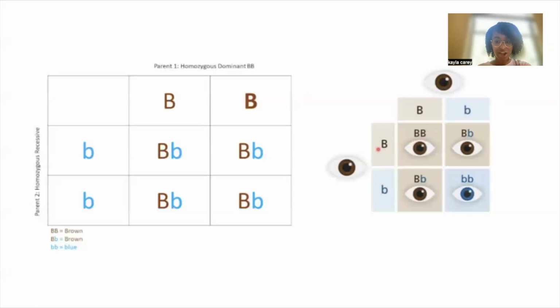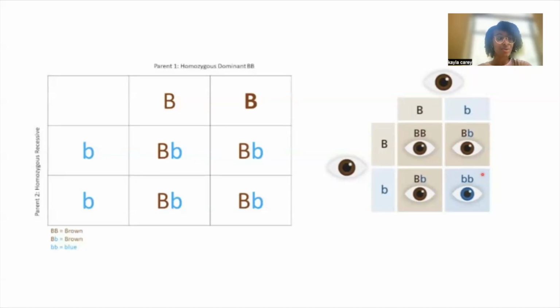The second child is going to get the uppercase B from one parent, the lowercase b from the other parent. It's going to have uppercase B, lowercase b. So heterozygous, like we saw over here. And it's going to have brown eyes. Same thing's going to happen with this child. Now the last child is going to get lowercase b from this parent, lowercase b from this parent. So even though both parents have brown eyes, because they're both heterozygous, because they both have lowercase b alleles, this child is going to have blue eyes, and it's going to be homozygous for lowercase b, lowercase b.